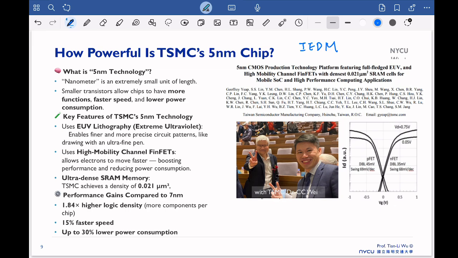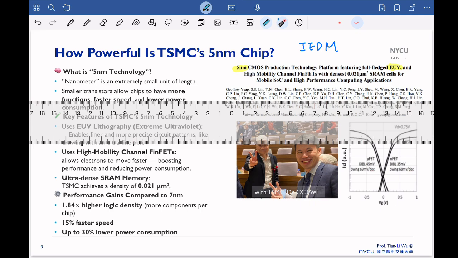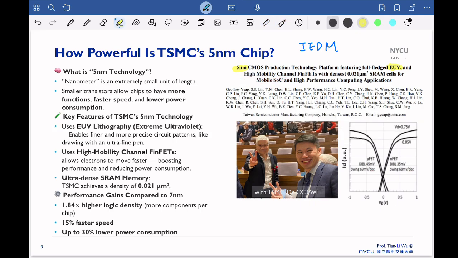also lots of companies will showcase their advanced breakthroughs. So this is one of the papers coming from TSMC at the IEDM, and regardless of the details inside, we won't talk in detail about it. Just to show that if you look at the title of this paper, this is 5 nanometer. So I think the title is very straightforward. Yeah, they make it for 5 nanometer with a certain CMOS production technology, and also they talk about EUV, which we have also mentioned in the last slide, and high mobility channel FinFET. So again, these are terms that we have been talking about.